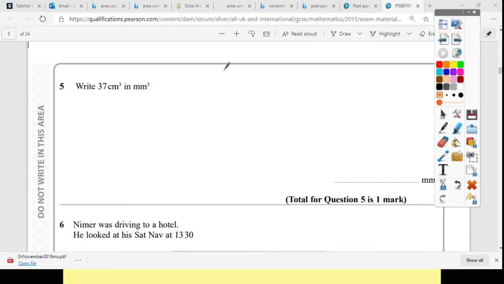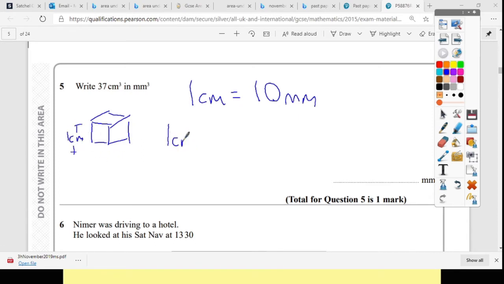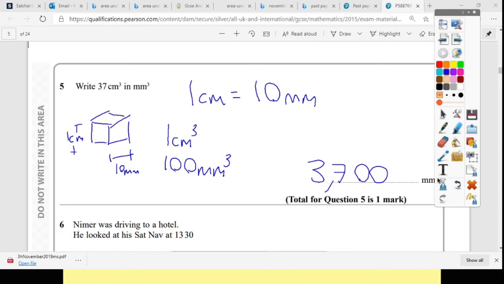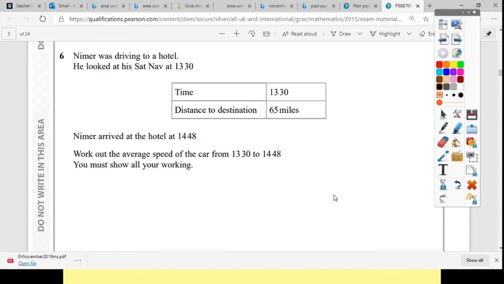Okay, right, 37 centimeters cubed in millimeters cubed. Right, we know that 1 centimeter equals 10 millimeters, but this is cubed, so it's slightly different. Now, if you think about an actual cube, which is 1 centimeter high, the volume of that cube is going to be 1 centimeter cubed. Now, of course, that same cube is also 10 millimeters wide. So the volume of that is actually going to be 1000 millimeters cubed. So that's my conversion. So 37 times 1000 is going to be 37,000.